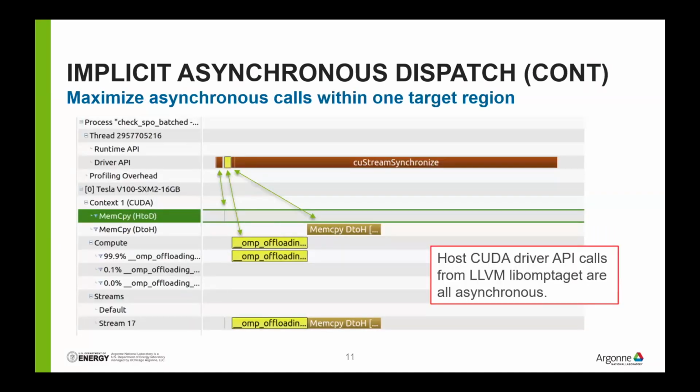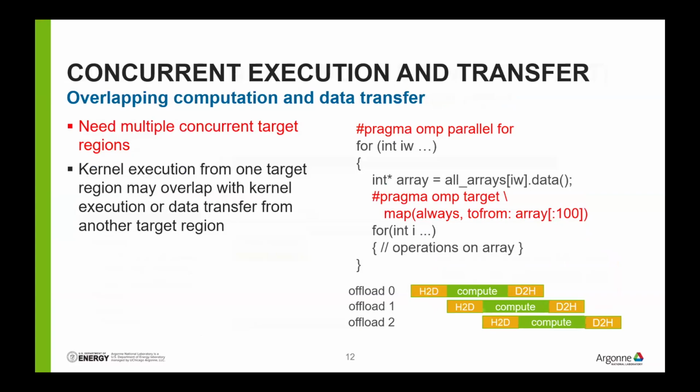So here is just a simple figure: if you write the code in the way I suggested and do a profile, you will see the runtime is doing all the asynchronous data movement and computation. That's why you see that there's only one synchronization at the end of this OpenMP target region, saving you from doing multiple synchronizations.